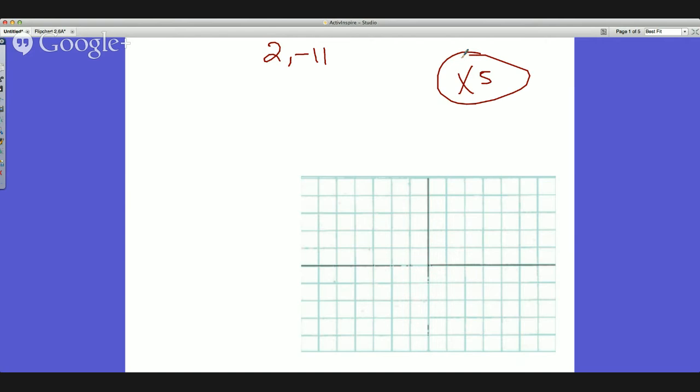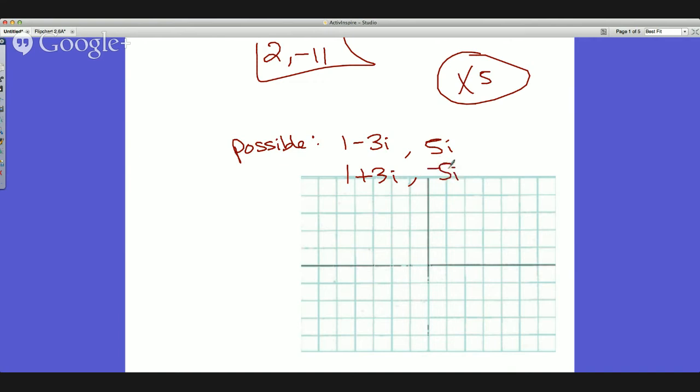Is it possible for 1 minus 3i, so these are the ones that are given, right? But is it possible to have zeros that are 1 minus 3i and 5i? Any ideas? Is it possible? No, why? Why, Aaron? Bingo, exactly. If you have 1 minus 3i, because it's a complex number, by the rule of conjugate of zeros, we must have 1 plus 3i. And if we have 5i, we also have to have negative 5i.